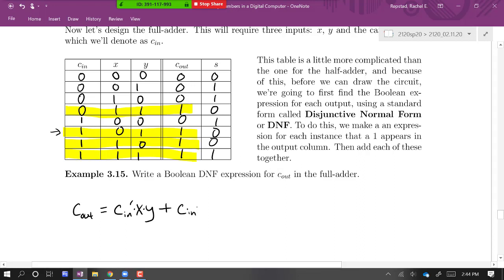Cn times x naught times y. Yeah, good. The x naught is off, the Cn and the y are both on. So I could be in the top row, I could be in that row, or plus, what's the next row? Cn times x times y naught. Good. That's why not. Or, what's the last row? Cn times x times y. Great.